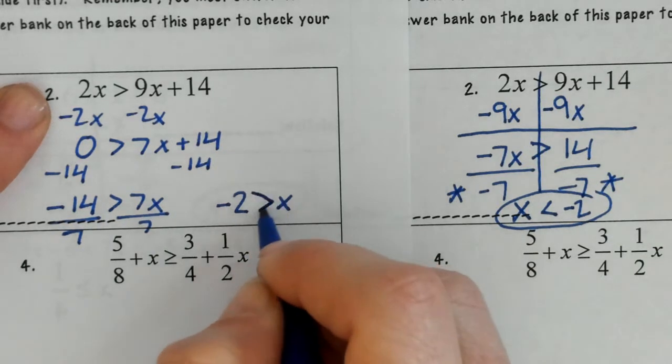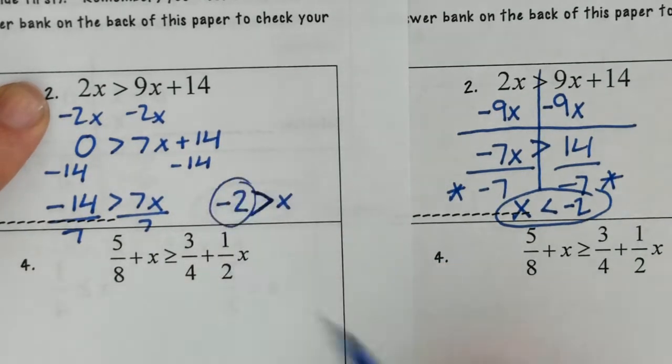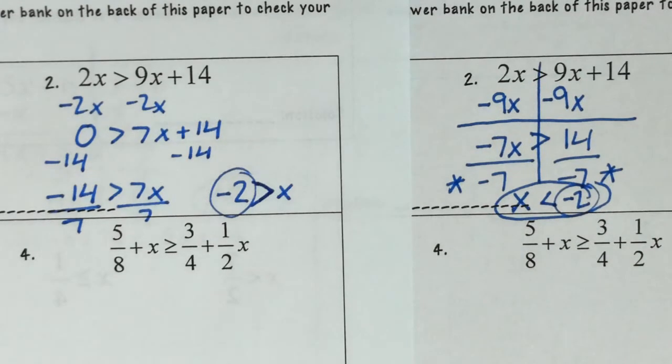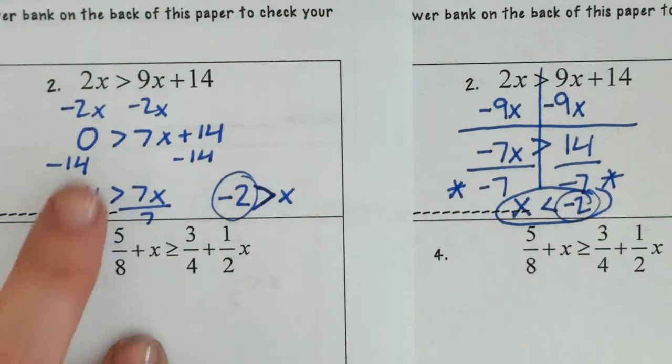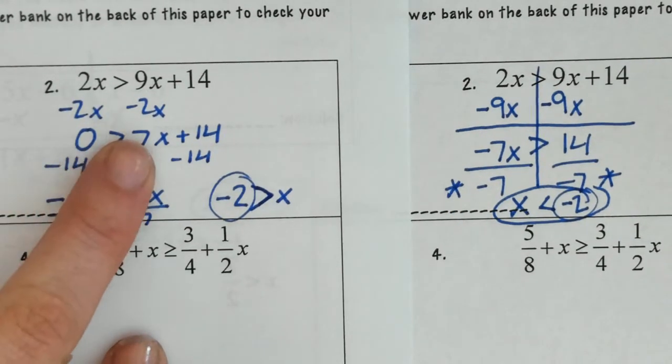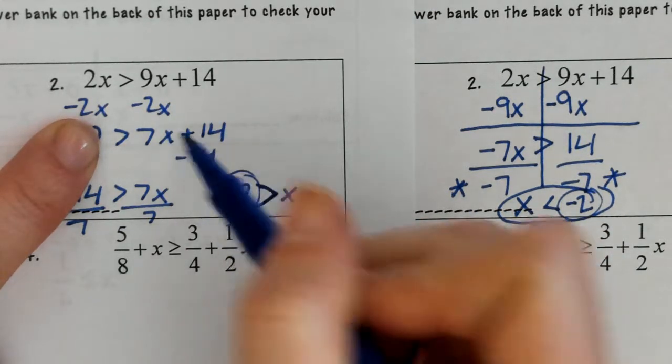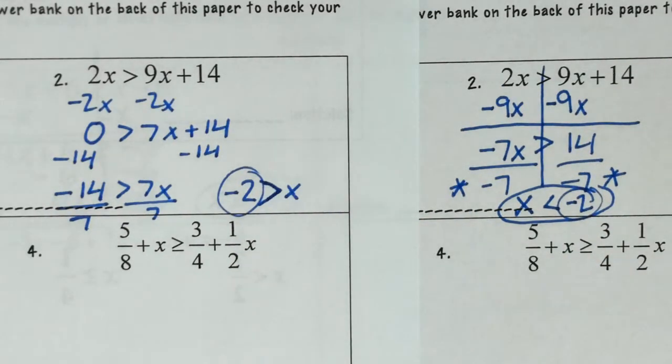The inequality sign eats the bigger number, so here it's eating the negative 2, here it's eating the negative 2. Negative 2 is greater than x is the same as x is less than negative 2. So it doesn't matter how you solve it, as long as you're solving it properly, you'll get the same answer. What you don't want to do is subtract 2x, and then since there's a 0 here, put the inequality sign between the 7 and the 14. A lot of people do that.